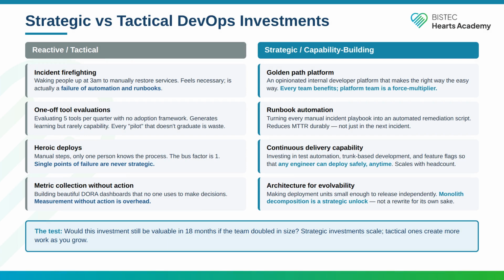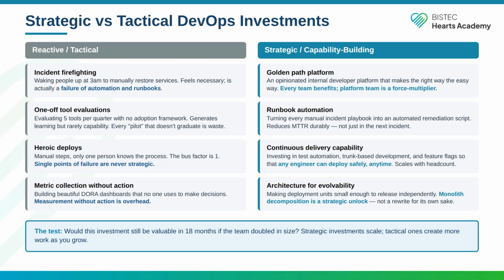As a DevOps lead, you will constantly be choosing between tactical work, things that fix today's pain, and strategic work that changes the system so today's pain does not recur. Both are necessary. Tactical work is not shameful. Keeping the lights on, unblocking a release, patching a critical vulnerability, these are real leadership responsibilities. But if you spend all of your cycle on tactical work, you are a glorified on-call escalation point, not a lead.